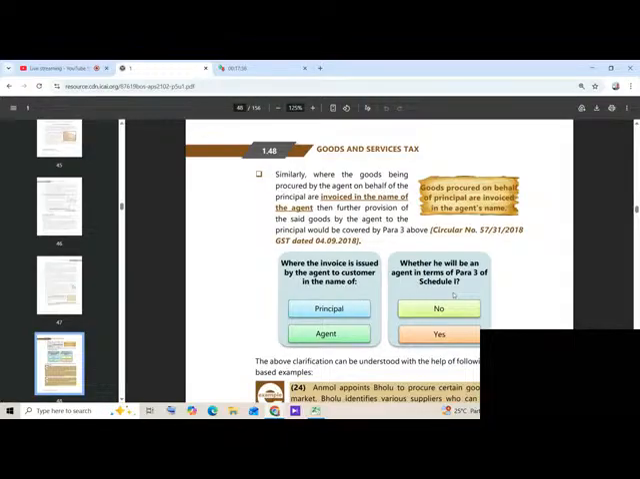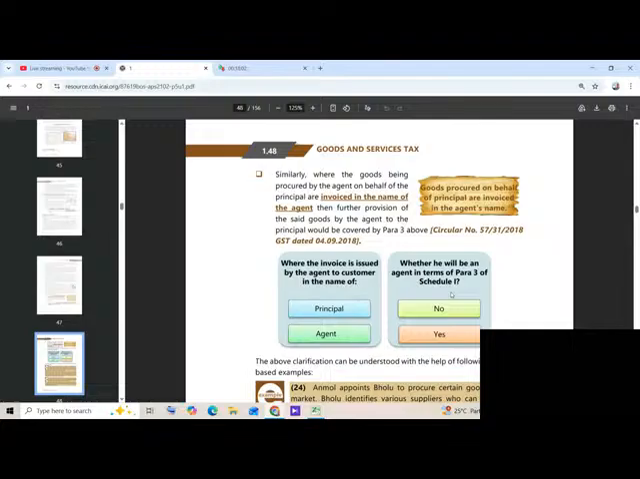Where the invoice is issued by the agent to the customer in the name of principal or agent, whether he will be an agent in terms of para 3 of schedule 1? Where the invoice is issued by the agent to the customer in the name of the principal, he will not fall within the ambit of para 3 of schedule 1. That is, it will not be considered a deemed supply because consideration is absent.